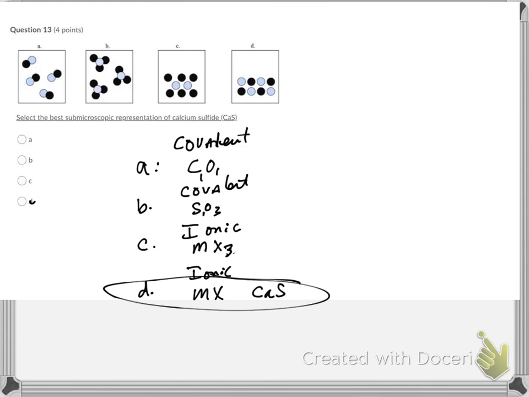Keep in mind A and B are assigned as covalent because, first of all, they're shown in what looks like a gas phase, and ionics are always solids. And also that they're shown as particles with their ratios, which is covalent behavior, not ionic.